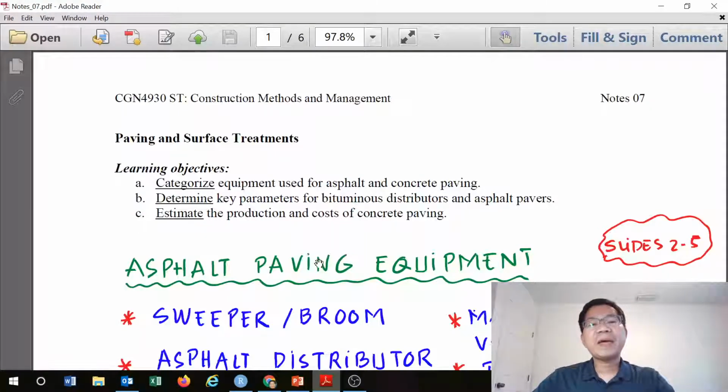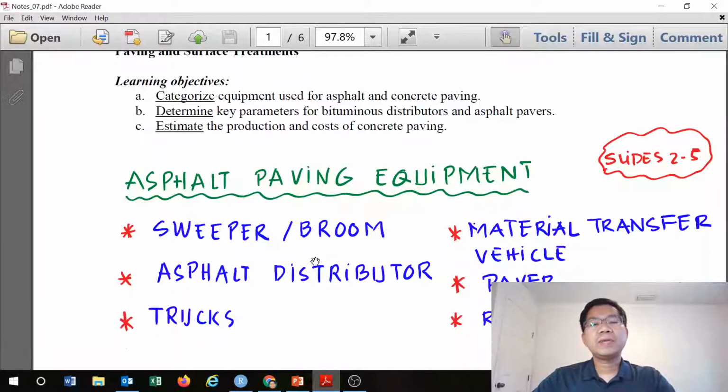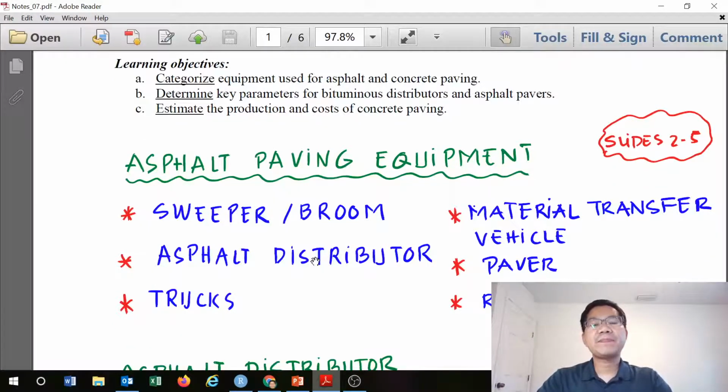Talk about the asphalt paving. Typically, there are different types of equipment, and listed in here is a sweeper broom to prepare the surface. We need an asphalt distributor. We need the haul unit, in this case the trucks, to carry the asphalt from the plant to the site, and material transfer vehicles. We need a paver on site, and after the paver we need compaction. Roller compactors will be required.